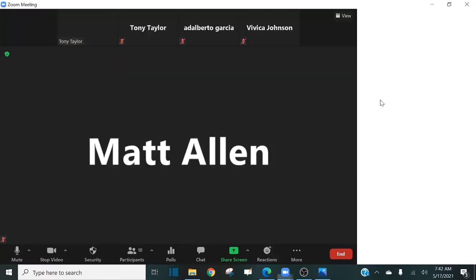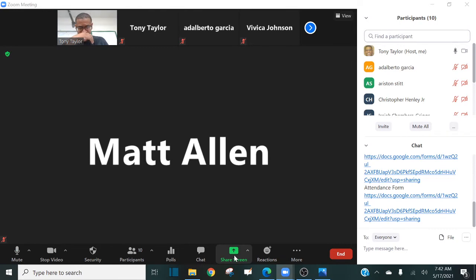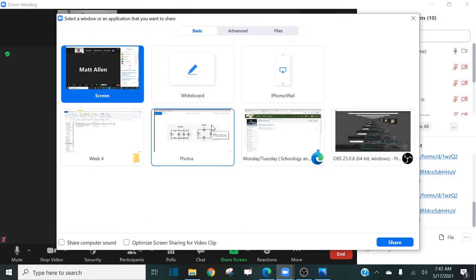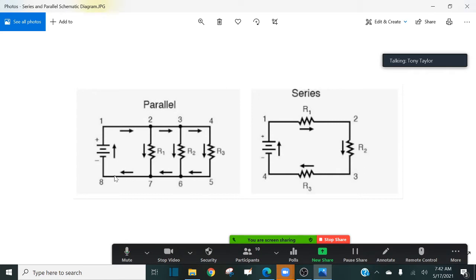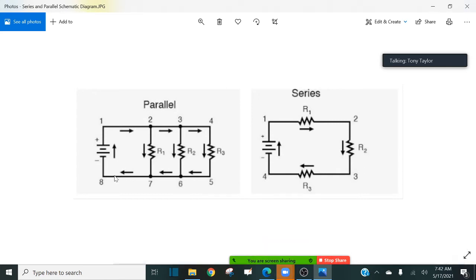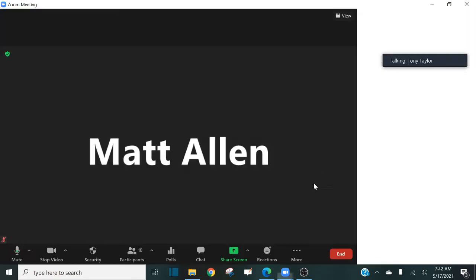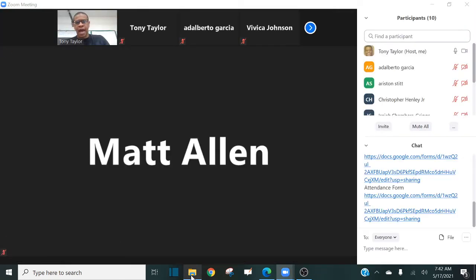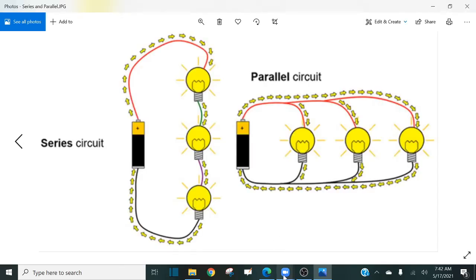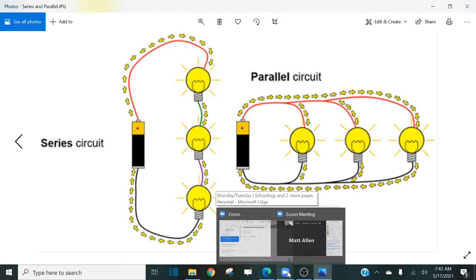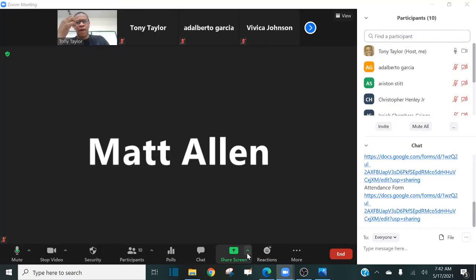What is the benefit of a parallel circuit? Well, here's one benefit of a parallel circuit: whenever the light bulbs are connected in parallel, the reality is if one light bulb goes out, the others stay on. And let me explain why that is.